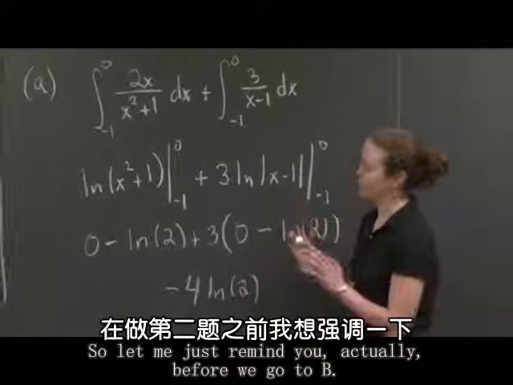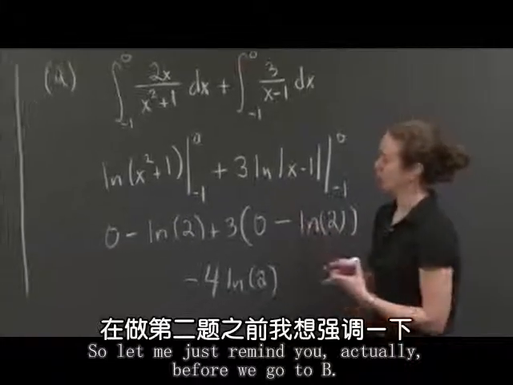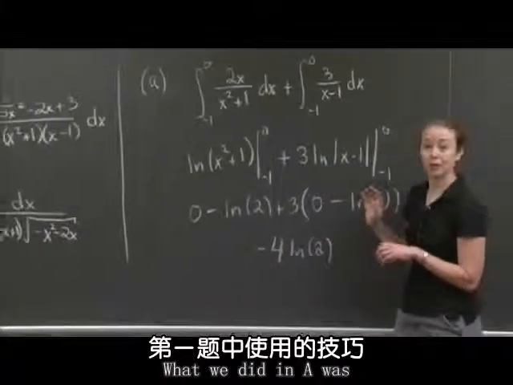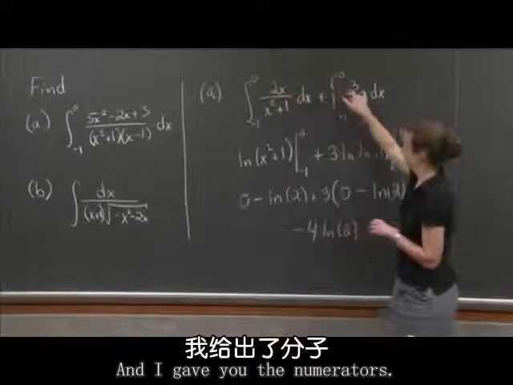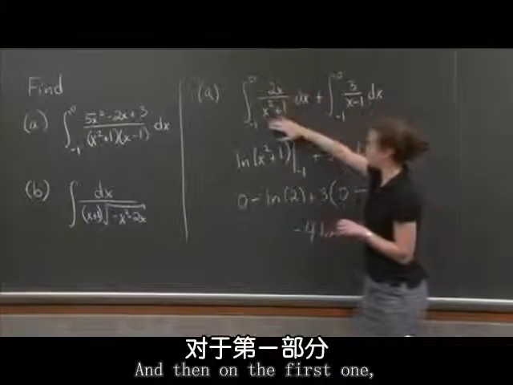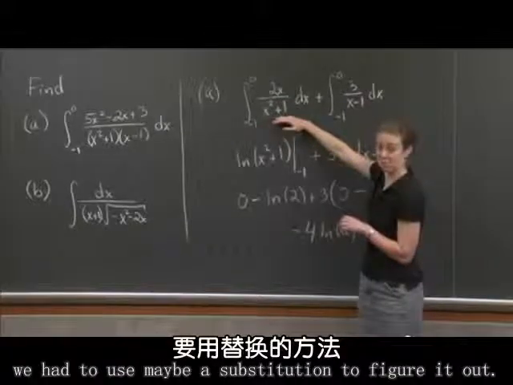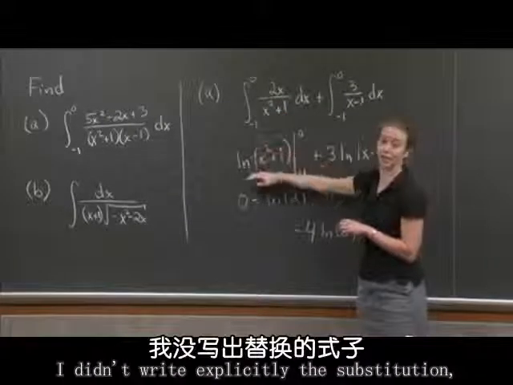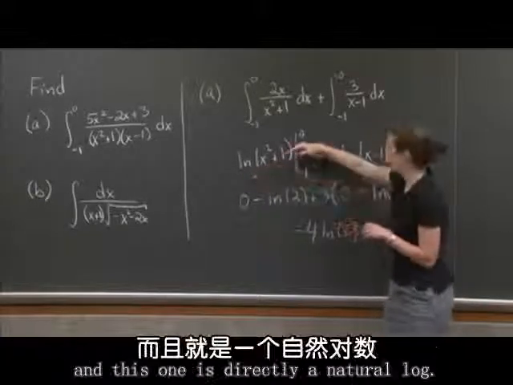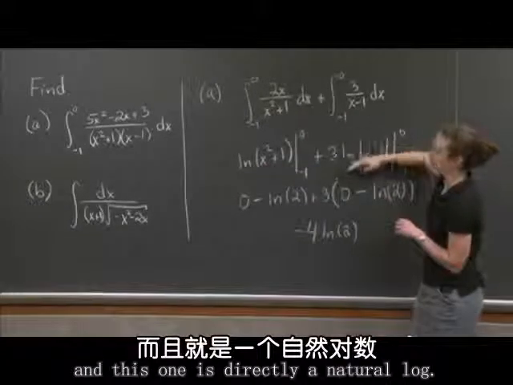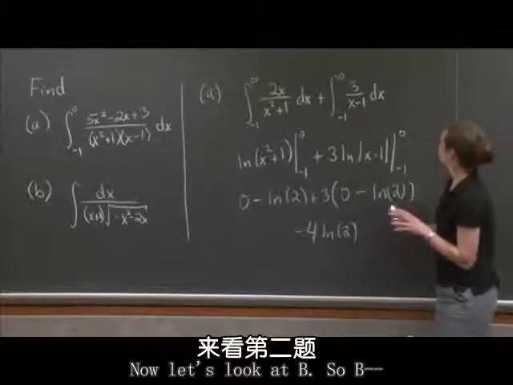Okay, so let me just remind you, before we go to B, what we did in A. We did partial fraction decomposition, and I gave you the numerators, and then on the first one we had to use maybe a substitution to figure it out. I didn't write explicitly the substitution, but a substitution gives us that integral, and this one is directly a natural log. Okay, now let's look at B.